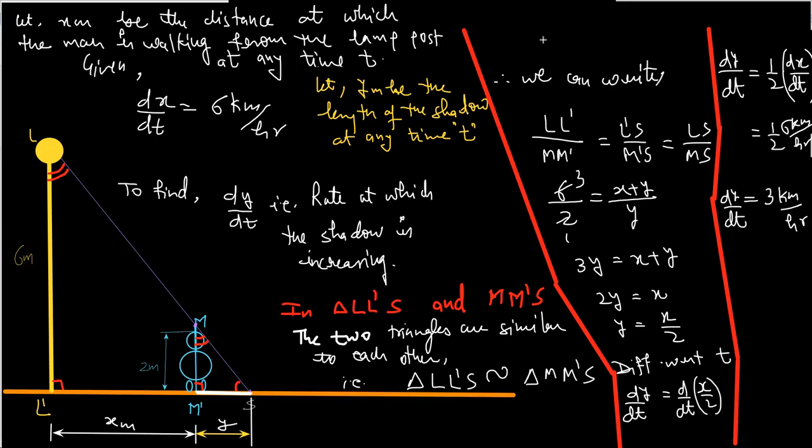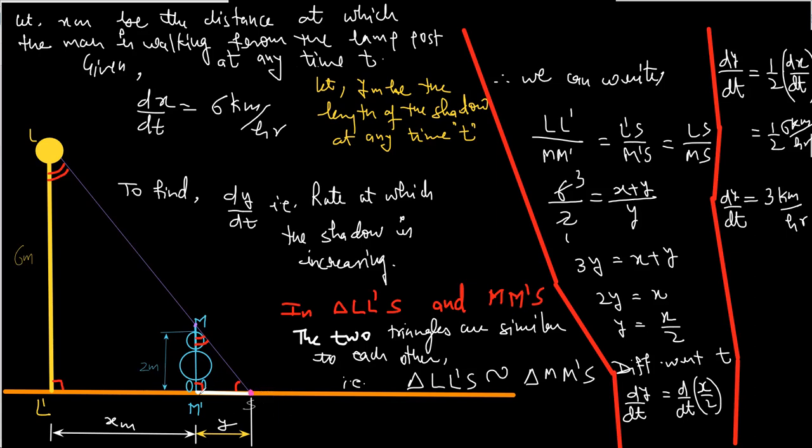Now I add one more question to this particular question. Okay, let us extend this question. If the question was find the rate at which the tip of the shadow is increasing. See, the tip of the shadow is this. This is the tip of the shadow. Find the rate at which the tip of the shadow is increasing.